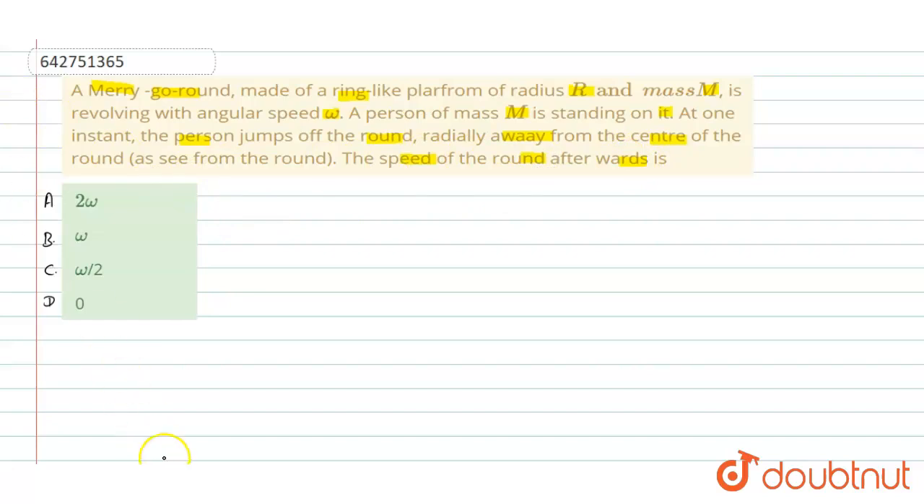So the question is saying, suppose we have a ring-like platform like this, a circular platform, and a man is standing over here. The mass of this ring is M, the radius of this ring is capital R, and this ring is rotating with an angular speed of omega. So we know that when the man jumps off, and before that, no external force is applied on the system, that means the angular momentum of the system will remain constant. There is no torque in case of rotation, so the angular momentum of the system will remain conserved, meaning the initial angular momentum will be equal to the final angular momentum after jumping.